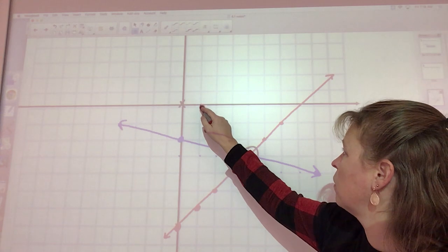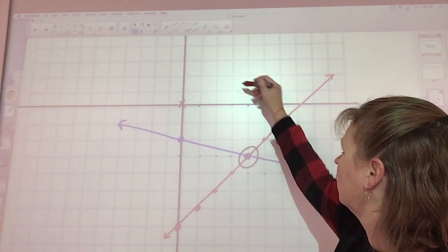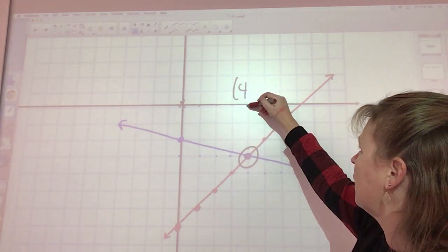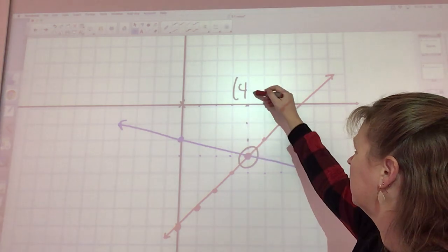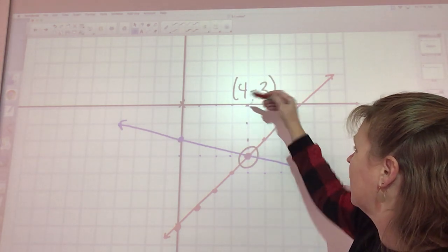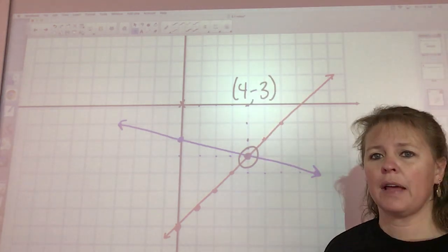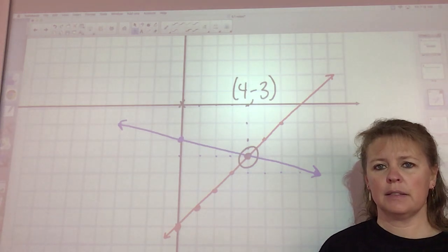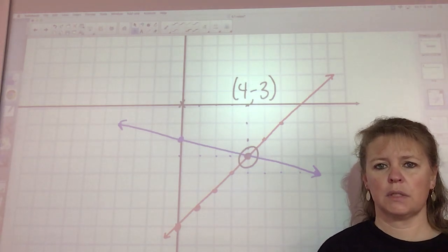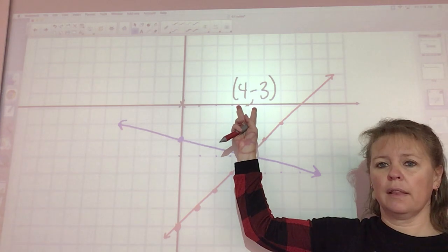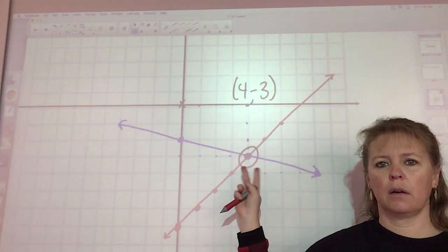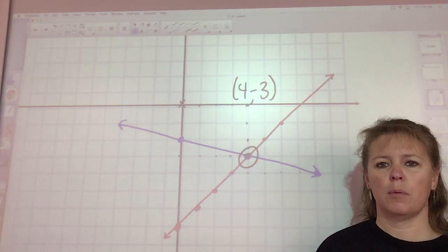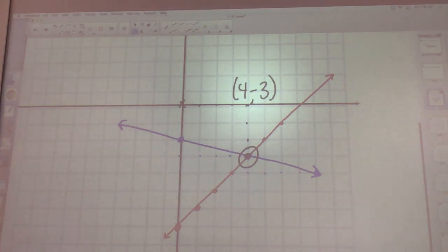We went over 1, 2, 3, 4. And then we went down 1, 2, 3. So the answer to solving that system of equations is x equals 4, y equals -3. Of course, we write it like this because it represents our graph, that you have a point on the graph, a coordinate.